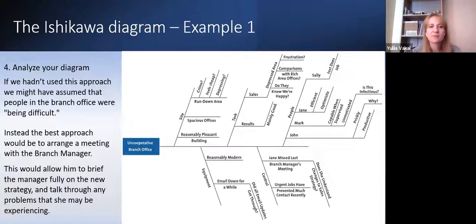But basically the manager went the route of this right-hand side, where the control is. Does she understand strategy or sales? That was the main root cause. The others are causes too, but the main root cause is in the control section. So the decision was to arrange a meeting with the branch manager, Jane, and try to fully describe the strategy and talk through the problems.